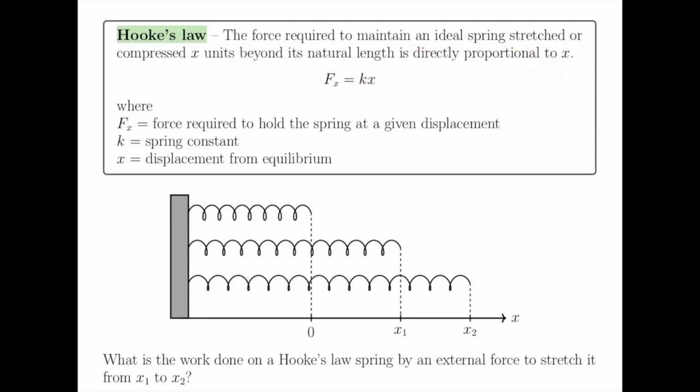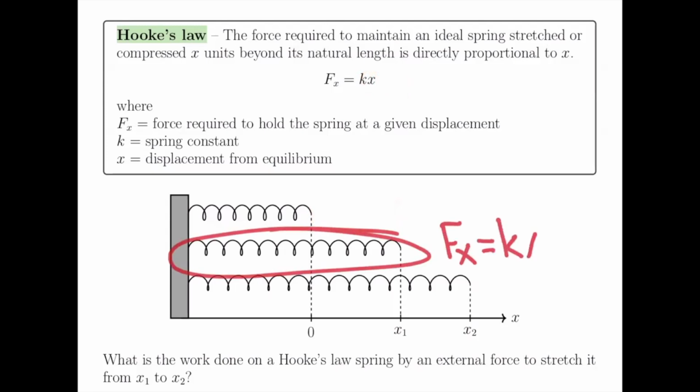This is a non-constant force because F changes with displacement. So, for example, if the spring is at its natural length, the displacement from its natural length is 0. So it takes 0 newtons of force to maintain that spring at its natural length, right? You don't have to do anything. But if the displacement is x1, like right here, then it's going to take k x1 newtons to maintain that spring at that displacement, right? So that's how much force you have to apply on the spring to keep it at that length.